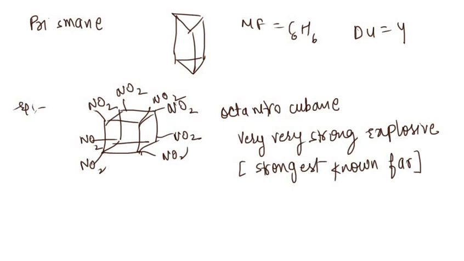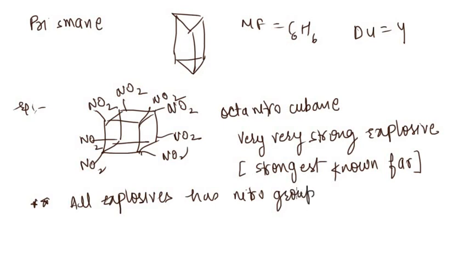So what are the other explosives? There is a very important thing you can remember. All explosives have a nitro group. All explosives have an NO2 group in them compulsorily, if the explosives are organic, obviously. So that has to be an NO2 group.